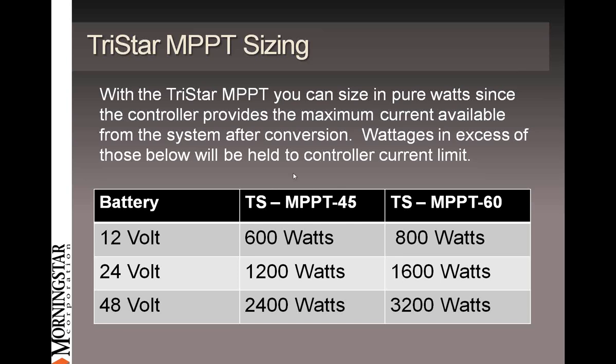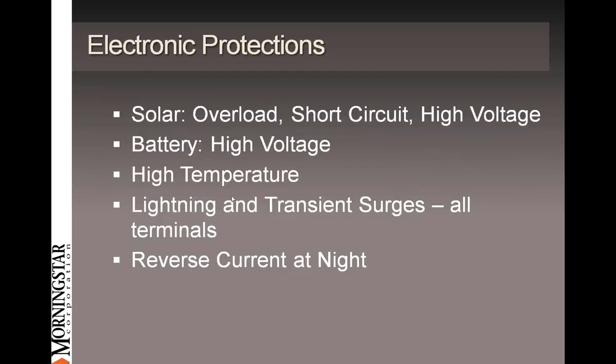Okay, to talk about electronic protections: solar overload, short circuit, high voltage on the solar, as I discussed. We've got battery high voltage that protects from battery overcharging in the case of some damage in the system. High temperature, again, we'll current limit. We're only going to shut down in extreme cases of very high temperatures, and the controller literally can't deal with it by current limiting. And in that case, it will still reset automatically after it cools down.